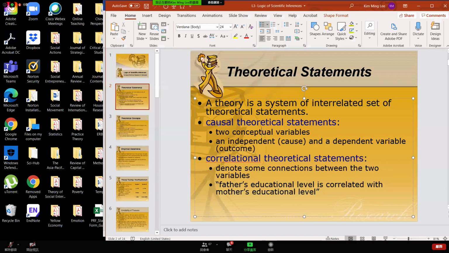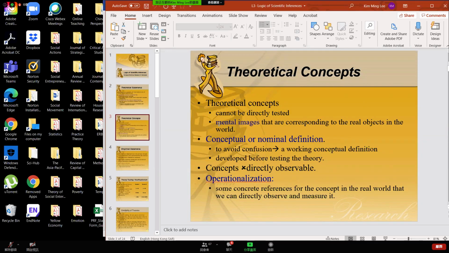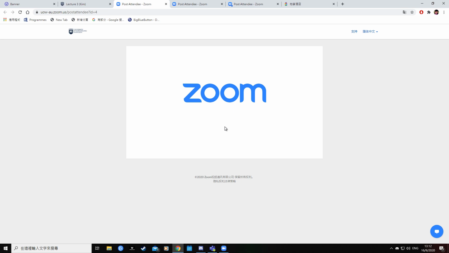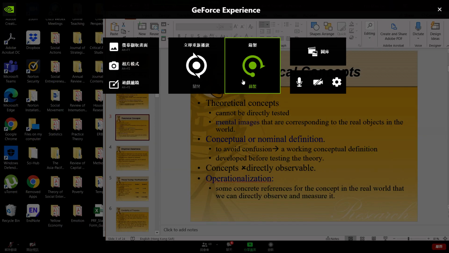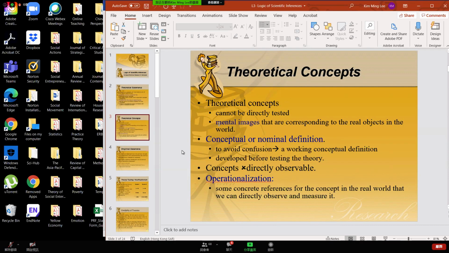To begin with, for every theoretical statement, we have concepts. That means the IV and DV. And actually, we can have theoretical concepts, for example, father's educational level, mother's educational level, respondent's educational level. But these concepts cannot be directly tested. Why? Because these are only mental images that correspond to real objects in the world. For example, what is education? This is a kind of concept. But can you observe people's education? In this case, these are only mental images.